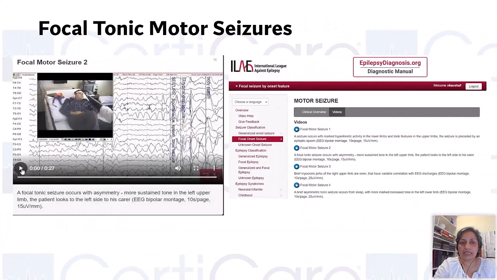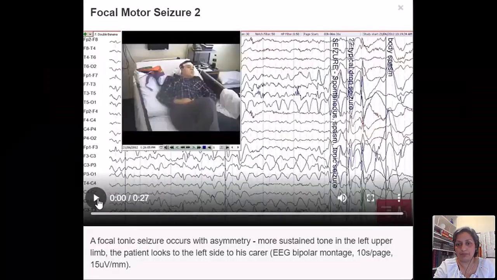So here is an example of a focal tonic motor seizure. Note the asymmetry between the left upper limb and the right upper limb. Look at the difference between those. I'm going to go to my video here, as soon as I find one. Yes, okay. Playing video for focal tonic motor seizure.